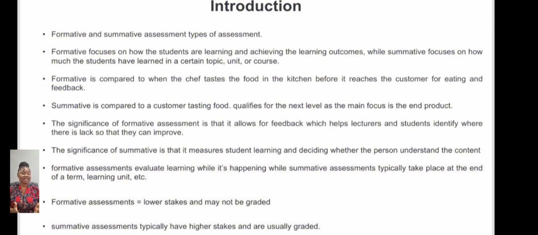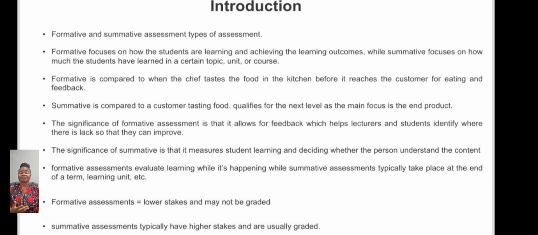Now, the significance of formative assessment is that it allows for feedback, which helps lecturers and students identify where there is slack so that they can improve. They also provide lecturers with opportunities to regularly monitor students' learning and offer feedback, both positive and constructive.